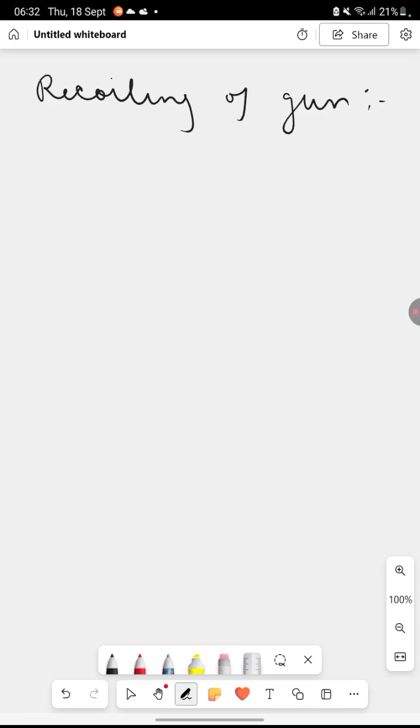Today we will move ahead in our chapter of law of motion. Today we will discuss some examples for conservation of linear momentum.